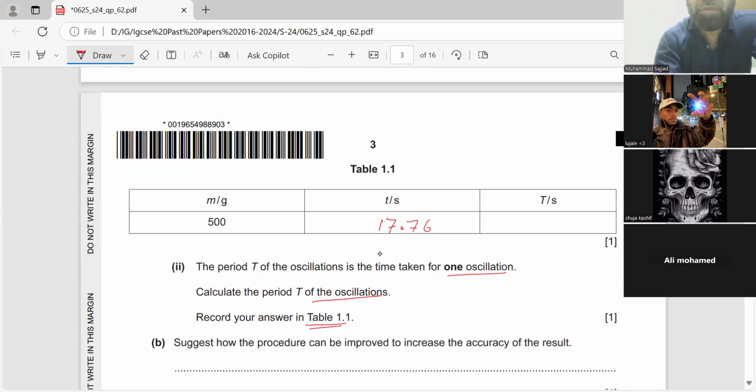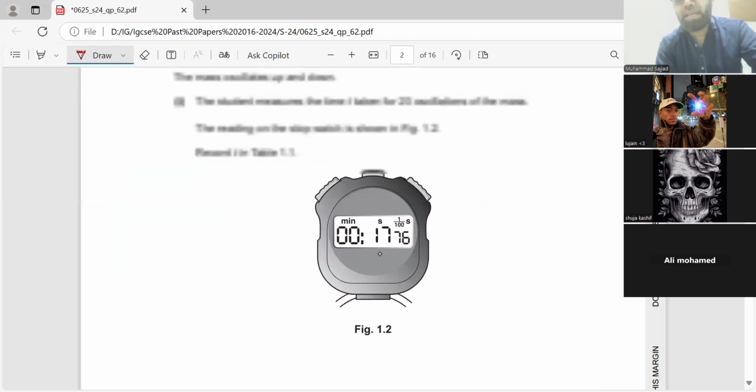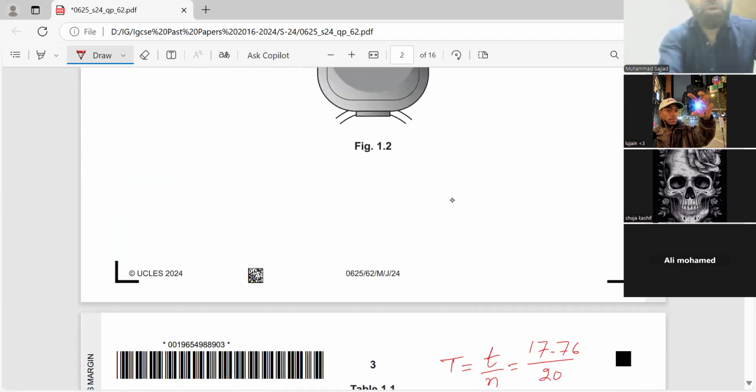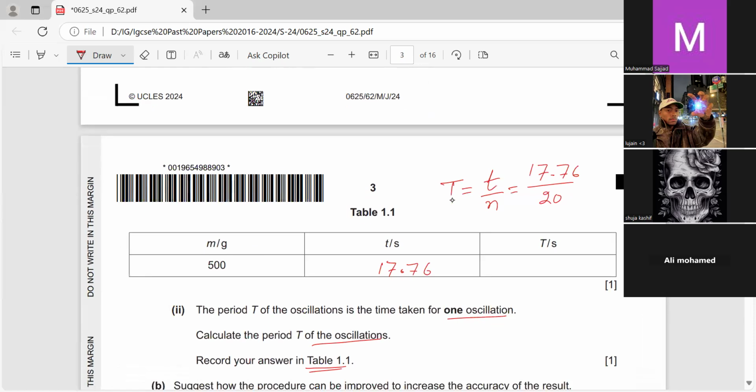If you remember, even in the very first chapter of our syllabus, period is equal to small t divided by n. Right now small t is 17.76 divided by n, which is the number of oscillations, and n is equal to 20. So we calculate 17.76 divided by 20, and we get 0.888. To three decimal places it is 0.888, so we can write 0.89. That I think will work, no problem at all.